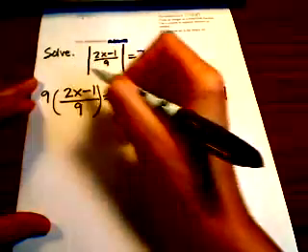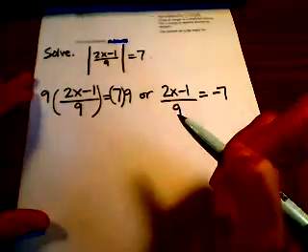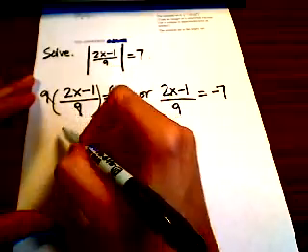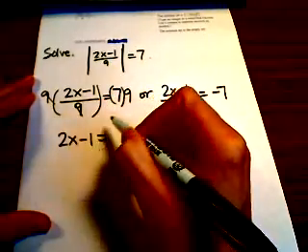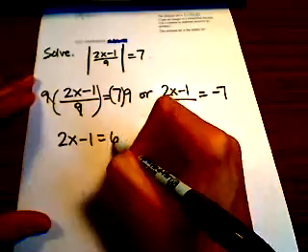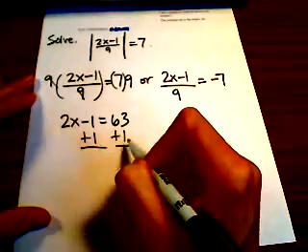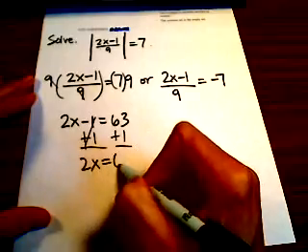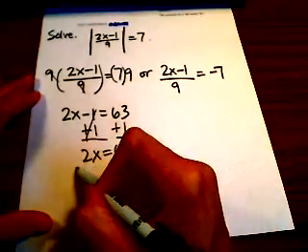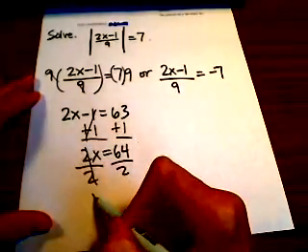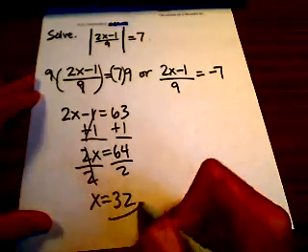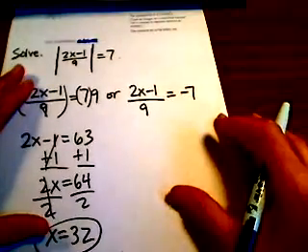We want to multiply both sides by 9, and that's to clear the fraction. So we have 2x minus 1 equals 7 times 9, which is 63. And then I want to add 1. So I have 2x is equal to 64. And then divide by 2, so x is 32. So that's one solution.